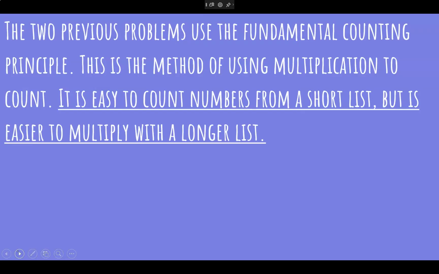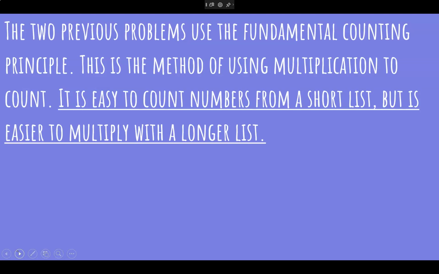The 2 previous problems use the fundamental counting principle. This is the method of using multiplication to count. Write down what's underlined. It's easy to count numbers from a short list, but it's easier to multiply with a longer list. Sometimes if it's short enough, we could write out all the different combinations, like our first outfit example. You could probably write out all 6 different combinations, right?